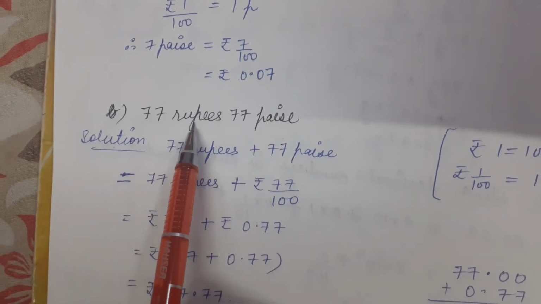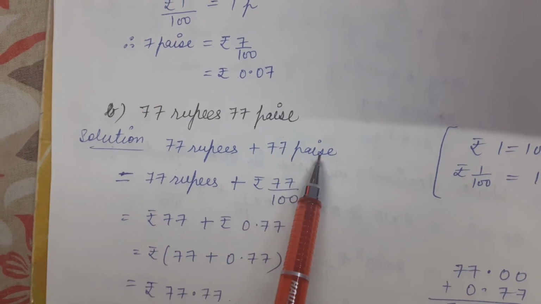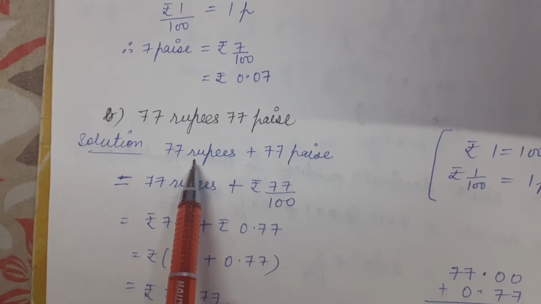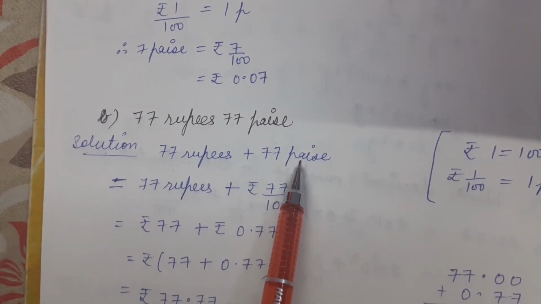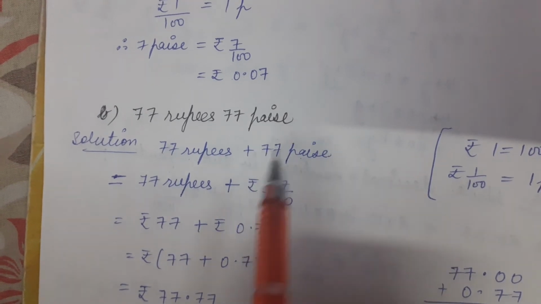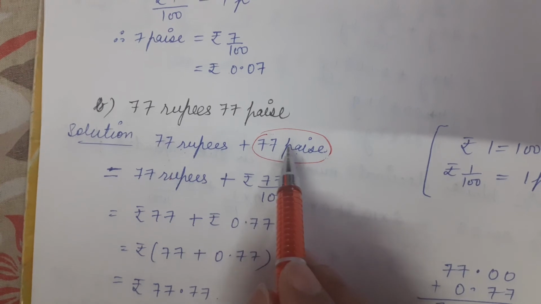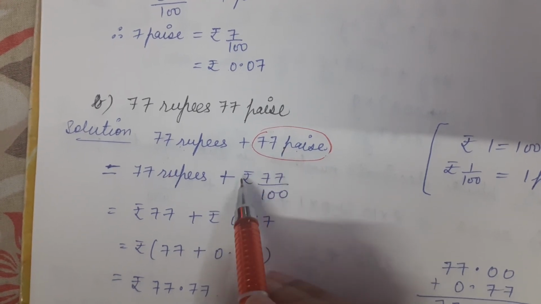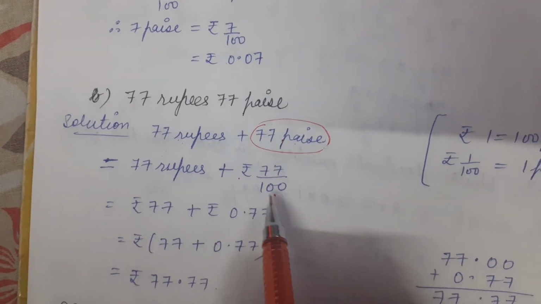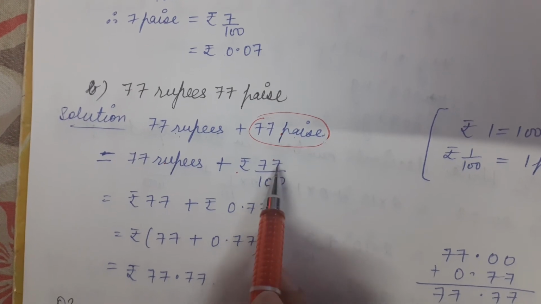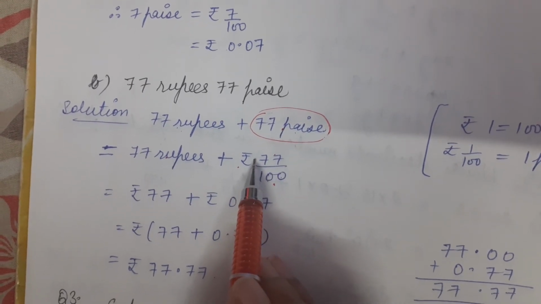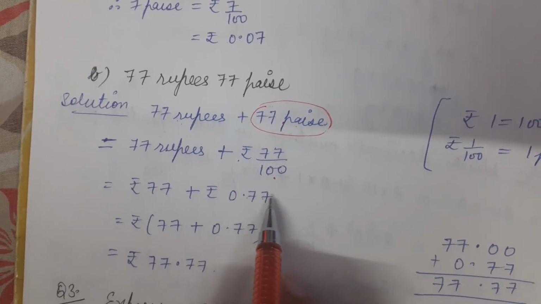B part, 77 rupees 77 paise. So 77 rupees plus 77 paise. This is already in rupees, so we only have to convert the paise into rupees. So this can be written as same, and 77 paise can be written as rupees 77 upon 100. So two zeros are there, so 1, 2. Put the decimal here, so it will become 0.77.